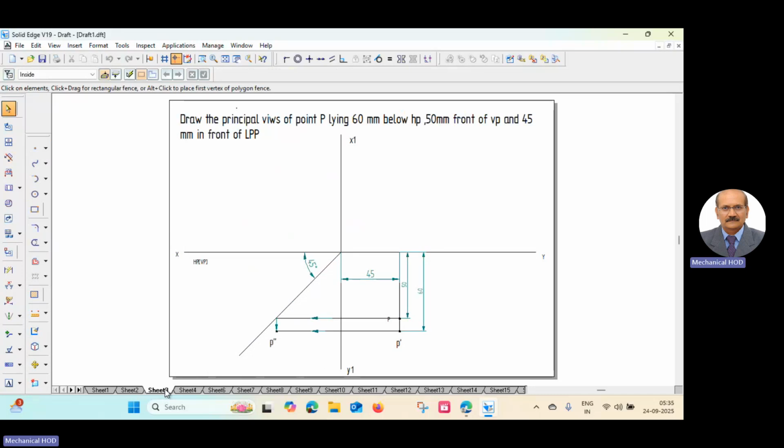Okay, now we'll take up the next question where point is in fourth quadrant. Let us analyze this question before solving. Let me delete this solution. I'll start again for you.